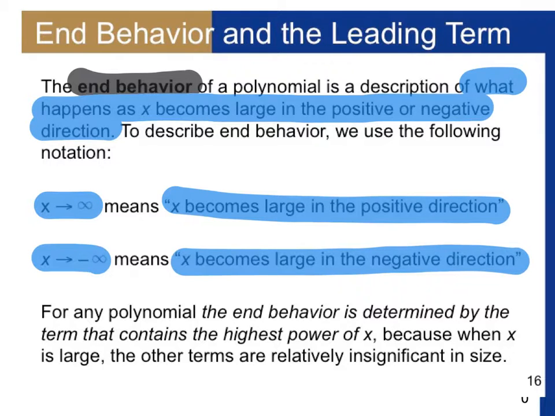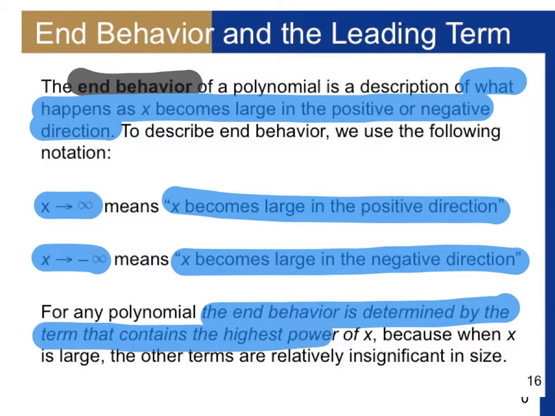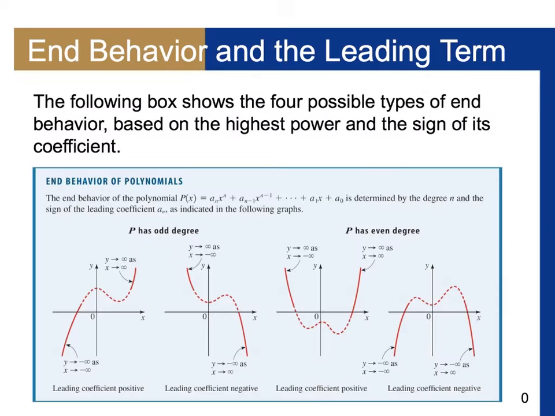End behavior is always determined by the leading coefficient and leading term, the term that contains the highest power of x. The reason for that is that when x is large, which is what we're looking at, large positive or negative, the other terms are relatively insignificant. They don't really matter. So we're really only looking at the first term when we're talking about end behavior. The first term, the one with the highest power of x, tells us what happens at the ends, where x is very large, either on the positive or on the negative side. So here are some examples of what can happen.